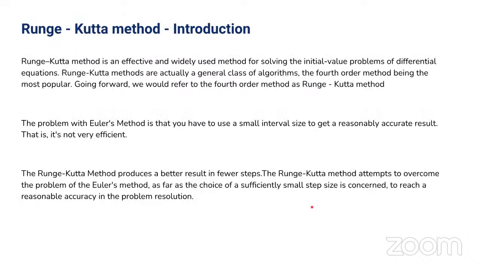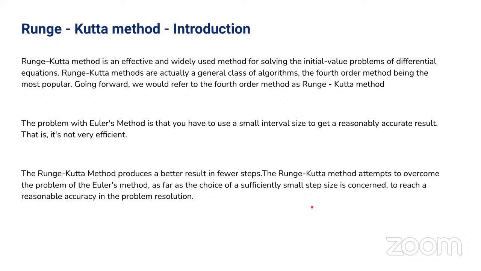Now I'll be moving on to the Runge-Kutta method. The Runge-Kutta method tries to solve a deficiency that exists with the Euler's method. One problem with the Euler's method is that the larger your step size, the more your approximate solution diverges away from the exact solution. So for Euler's method, you need to use really small intervals to get something that is reasonably accurate, which may not necessarily be efficient.